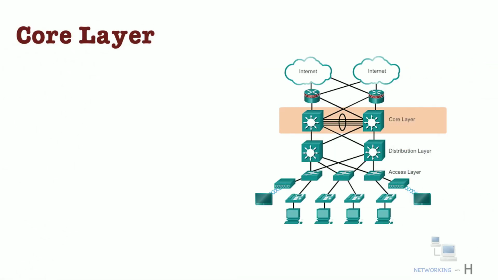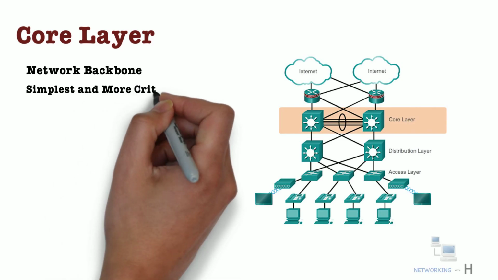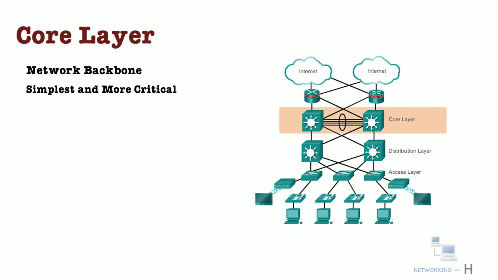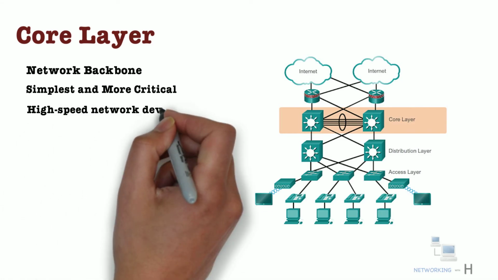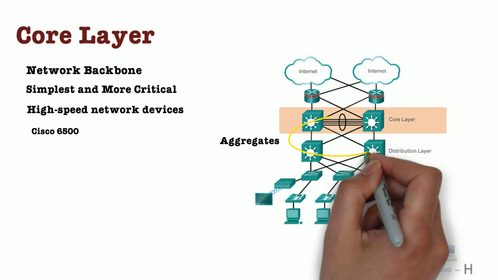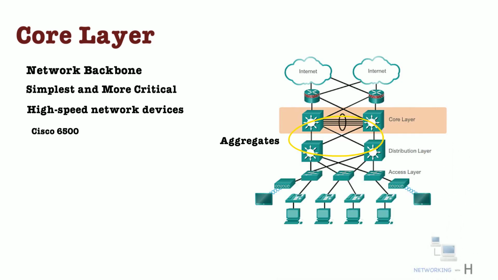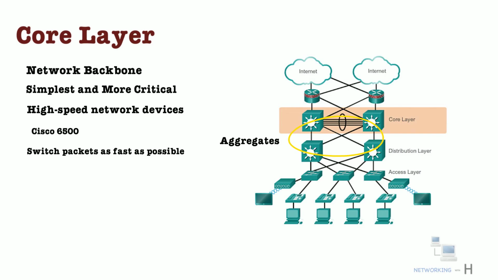The third layer we have is the core layer. The core layer is also referred to as the network backbone. The campus core is in some ways the simplest yet most critical part of the campus. The core layer consists of high-speed network devices, such as the Cisco Catalyst 6500. The core aggregates the traffic from all the distribution layer devices and is designed to switch packets as fast as possible and interconnect multiple campus components.